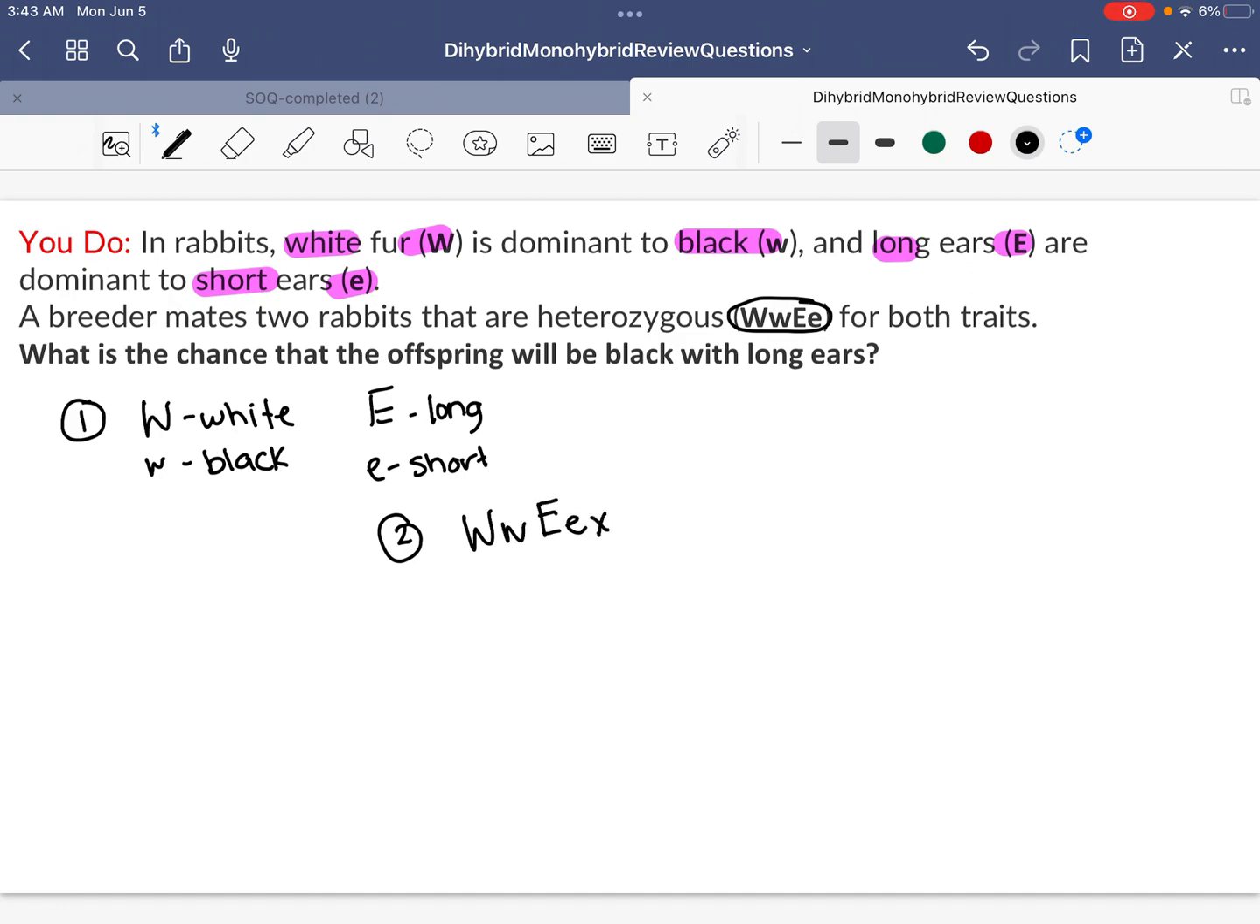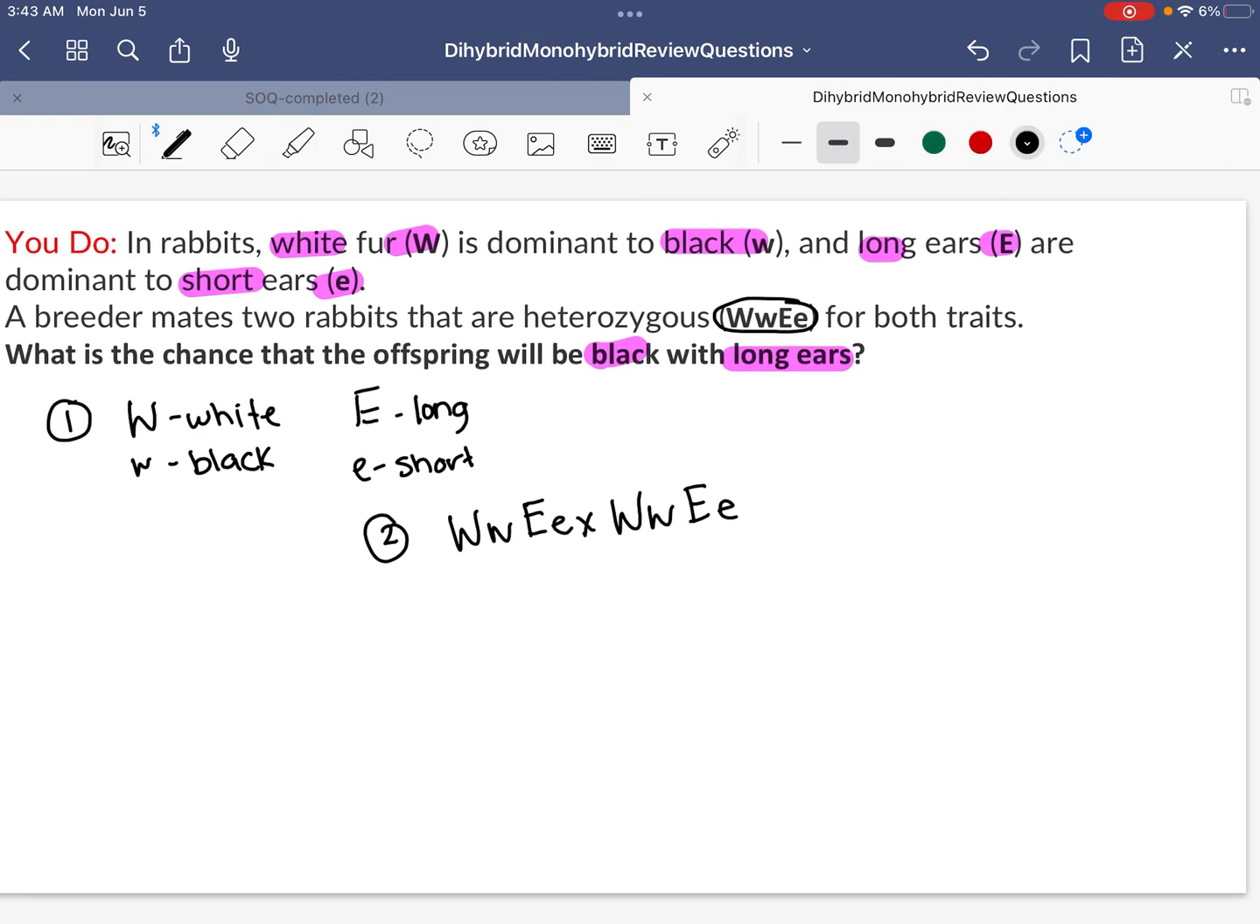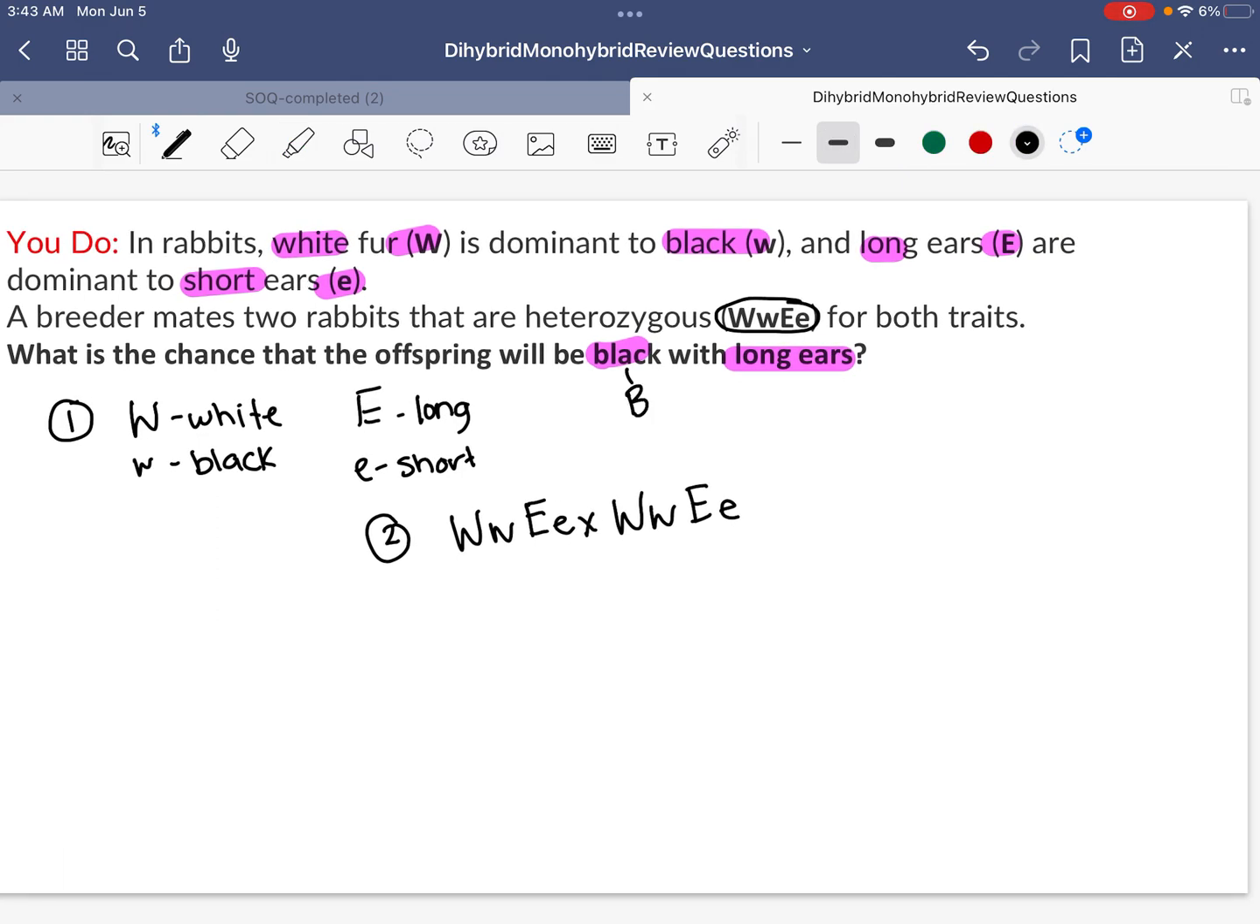Remember, Star loves crossing heterozygous parents, so don't be surprised if you see this, only because it gives you a lot more different options. What is the chance that the offspring will be black with long ears? So again, these are our dominant traits. As long as you have a capital B or a capital E, you will see black or long ears.